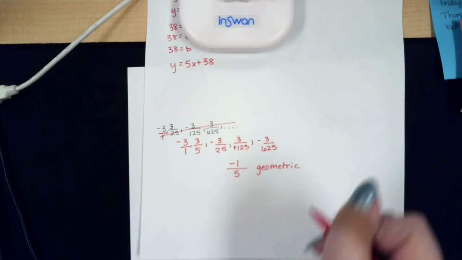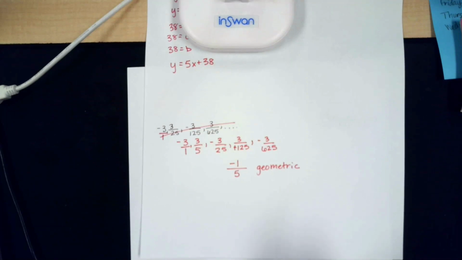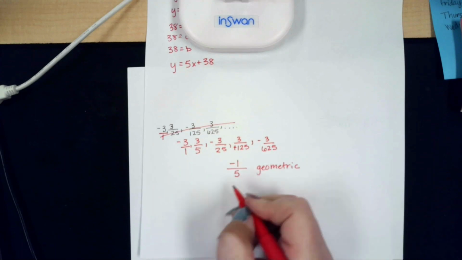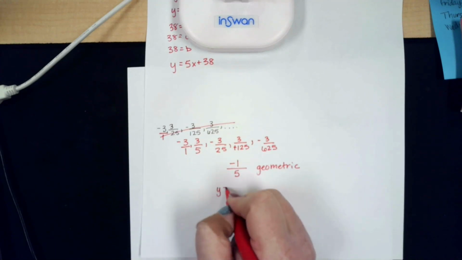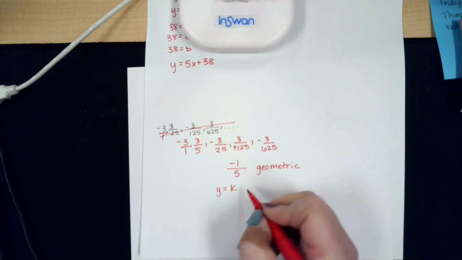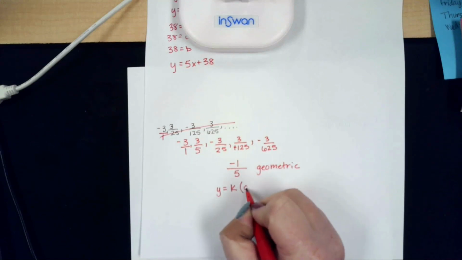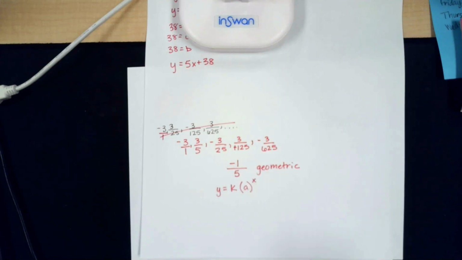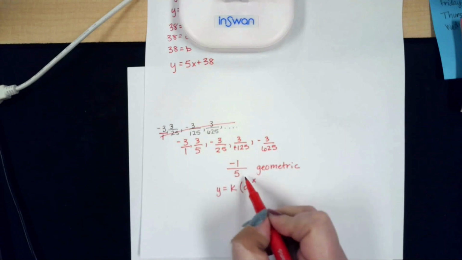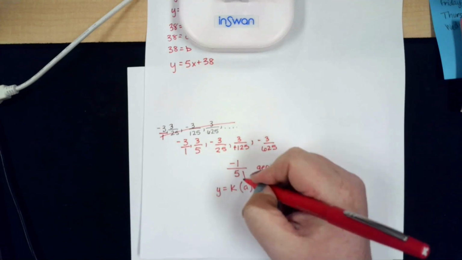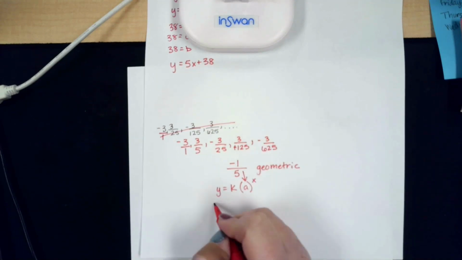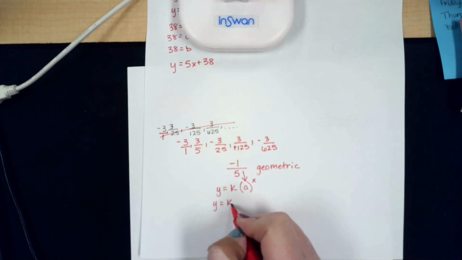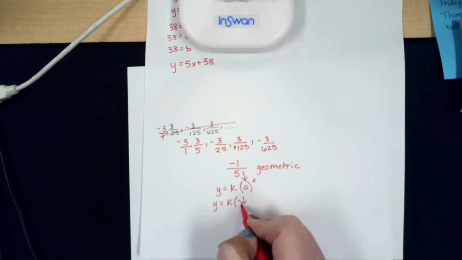Now, if you remember, our standard form of an exponential function is y equals k, which is our scale factor, times a to the x power. So when we're dealing with these geometric sequences, our constant multiplier, this negative 1/5, becomes our a. So it's going to go right in there. So we're going to get y equals k times negative 1/5 to the x power.